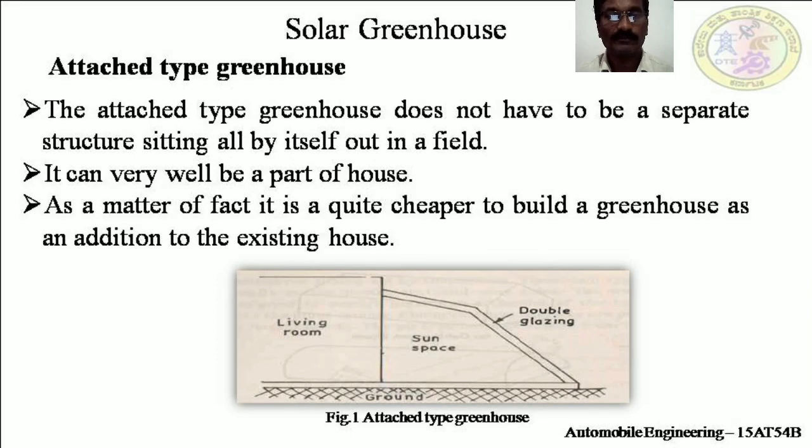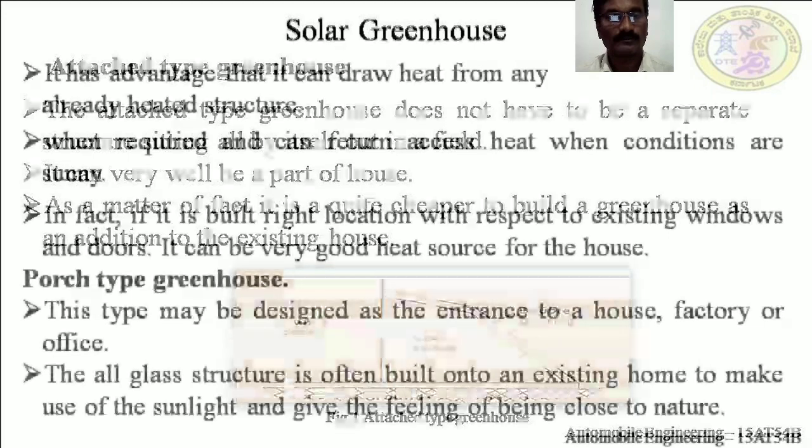First one, attached type of greenhouse. As shown in the figures below, this attached type of greenhouse does not have to be a separate structure sitting all by itself out in a field. So it is not a separate building or structure. It is connected to our original living rooms, adjacent to the living rooms. It can very well be part of our house. As a matter of fact, it is quite cheap to build a greenhouse as an addition to the existing house.